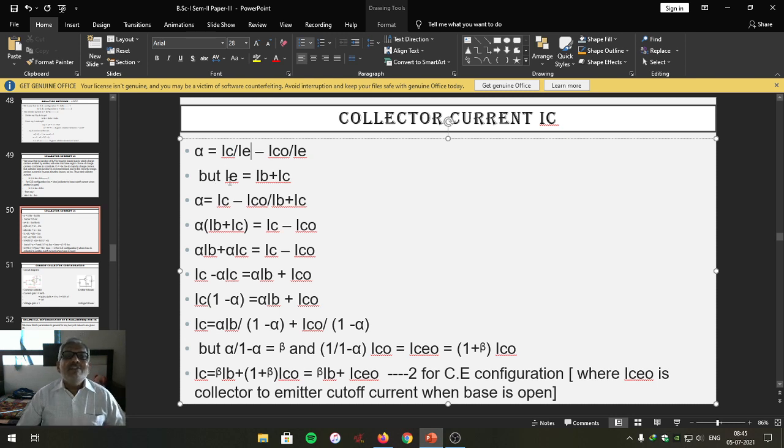But we have I is equal to IB plus IC. So that's how one can write it. Alpha is equal to IC minus ICO totally divided by IB plus IC. Take this IB plus IC to the left side so that I can write alpha into IB plus IC equal to IC minus ICO. Try to multiply by using the distributive law. One can say alpha IB plus alpha IC is equal to IC minus ICO.